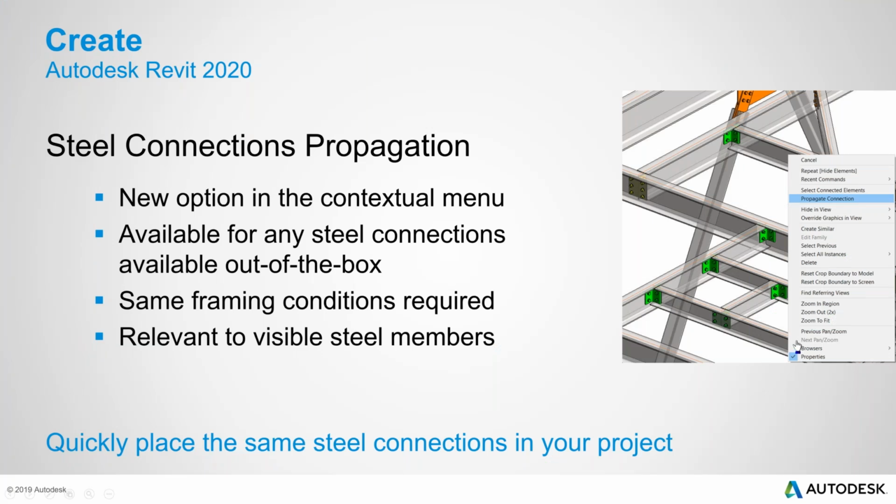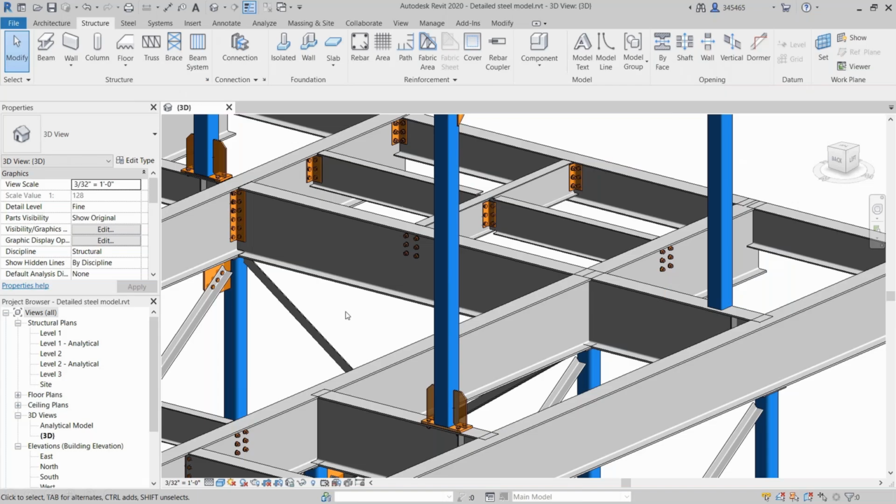What it does is, if you have done a steel connection, you can propagate that to the rest of the similar connections automatically. When you select a connection and say propagate connection, it will automatically identify similar connections where these connections can be used, and it will place them automatically. So if you have a large structure with similar connections, you can propagate this one and place it onto all. You can also go and edit it once.